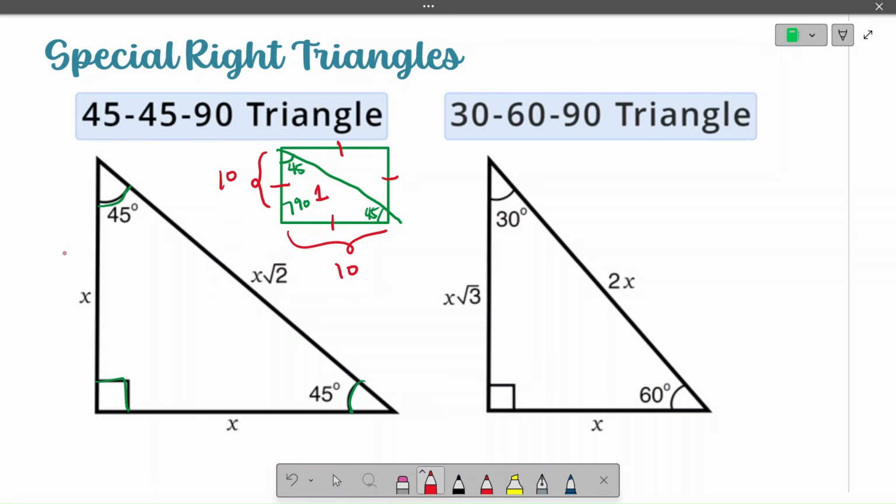So again here, we'll use this illustration. If x is 10, therefore, i-substitute lang natin, no? X will be 10 times the square root of 2. That's it. That's the hypotenuse.